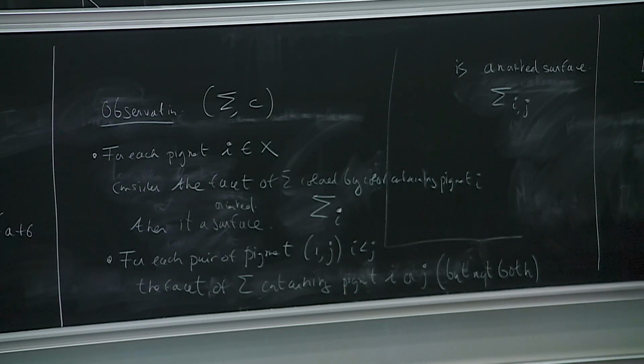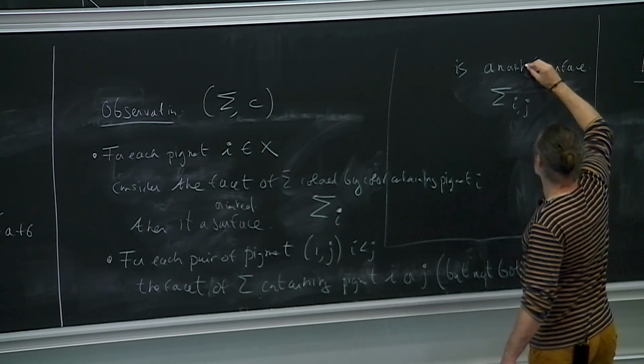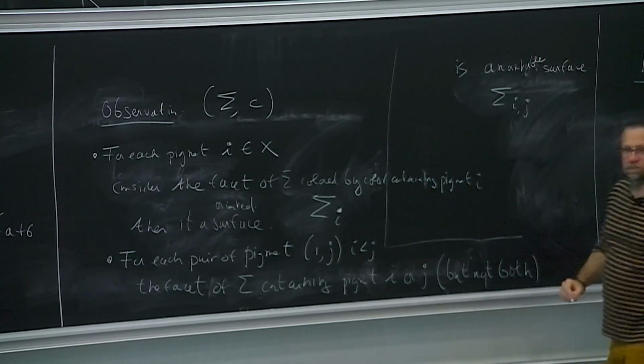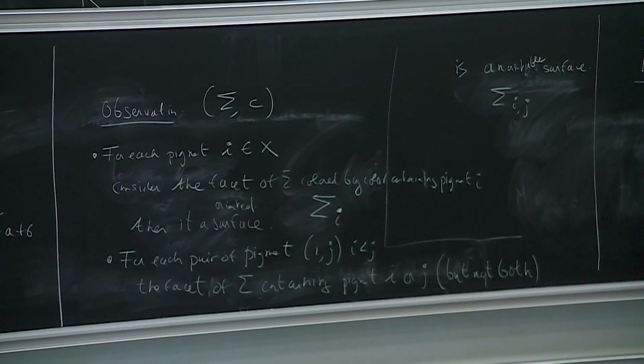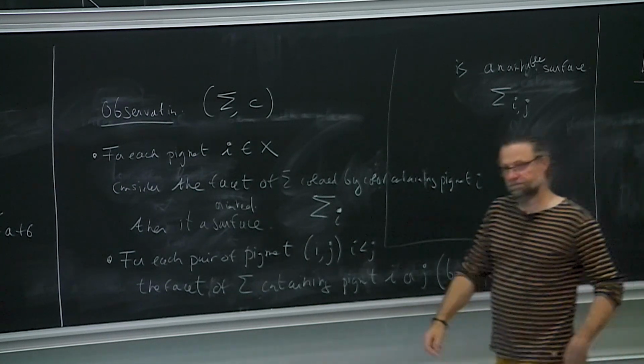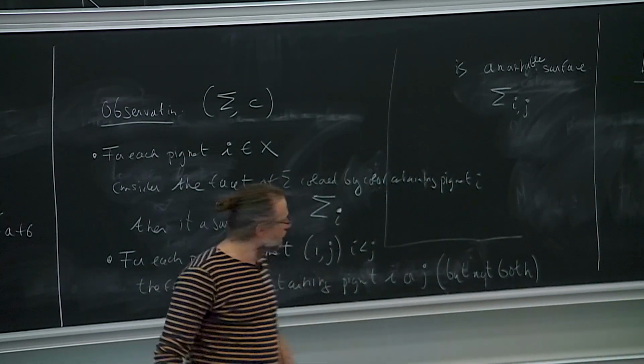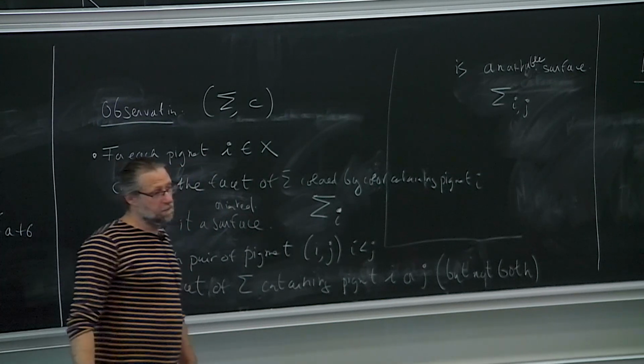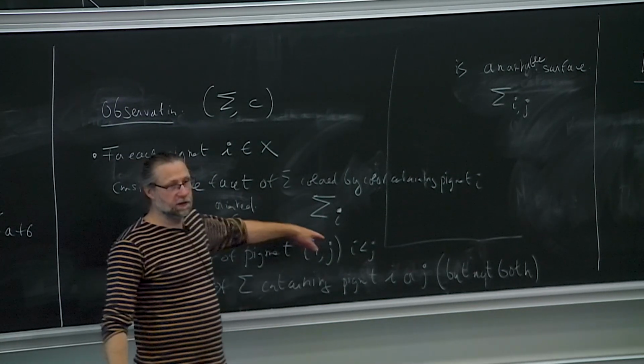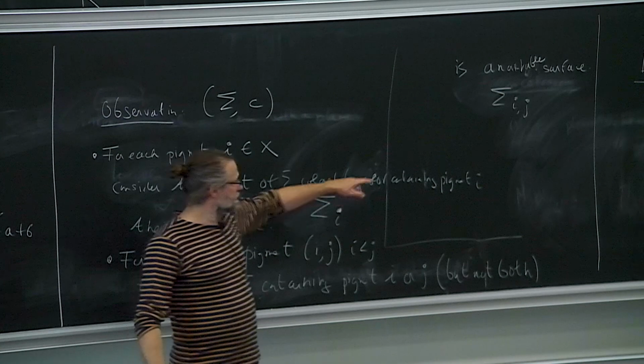I mean, it's orientable, sorry. And to make it orientable, you choose the orientation of one of the two pigments is given. Okay, so this is a monocolor surface, and this is a bicolor surface.